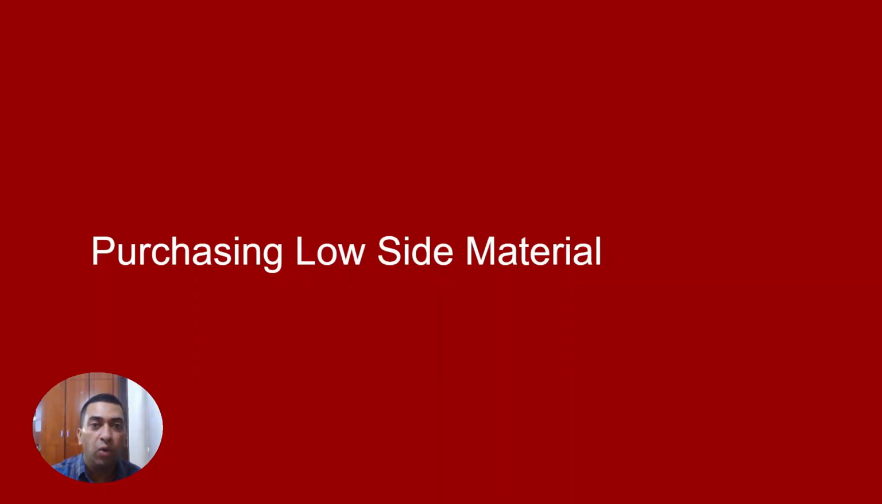We will now see the flow for purchase of low side material. First, we will create an offer and then use that offer number in the supplier purchase order that we create for the low side material.